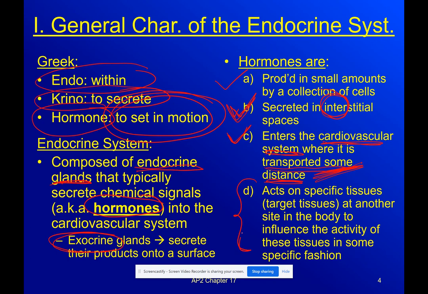Now, this is something else that's specific to hormones. It acts on specific tissues, what we call target tissues, at another site in the body to influence the activity of these tissues in some specific fashion. Let's go back to the oxytocin example. Oxytocin causes the smooth muscle in the uterus to contract. Where is there smooth muscle in your body? Almost everywhere. It's in your skin, intestine, stomach, esophagus, trachea, bronchioles, your eyes. It's everywhere. Yet none of those things contract.